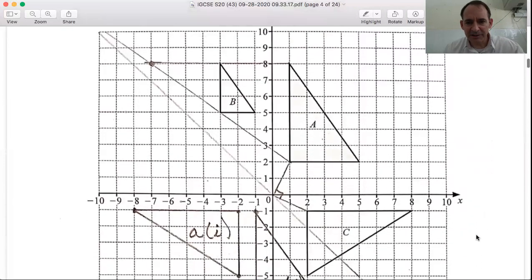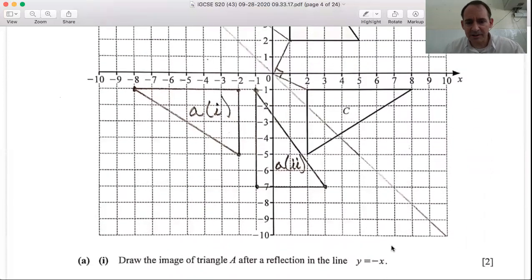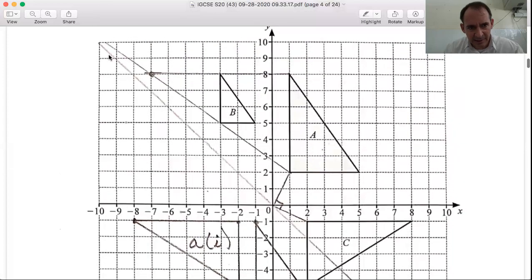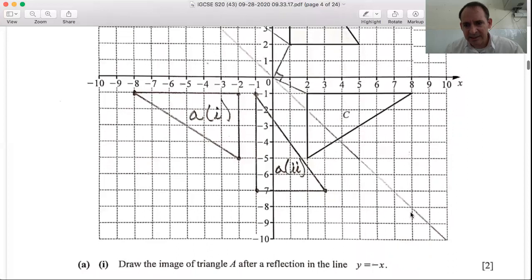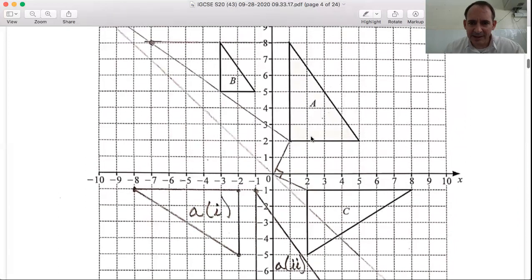Now we get into transformations. So our first question here is draw the image of A after a reflection in the line y equals negative x. So right through here is our line y equals negative x. It crosses the y-axis at the origin, has a -1 slope, so down 1 over 1, and you can see this is the line y equals negative x. We want to reflect A over this line of symmetry.